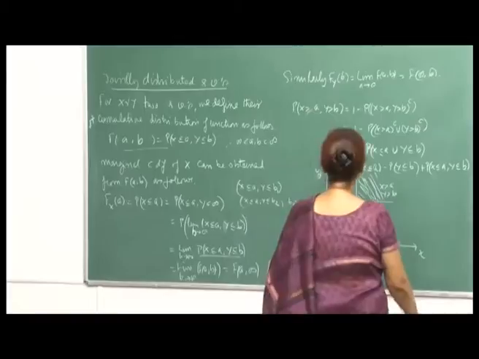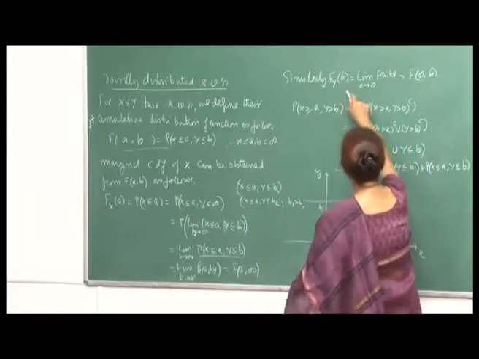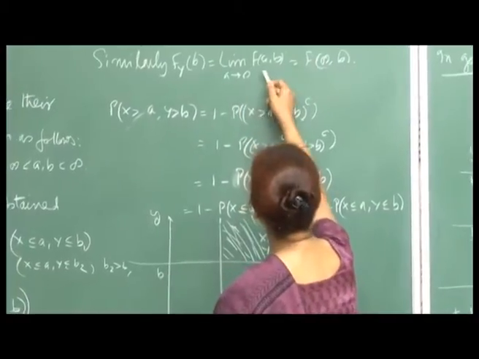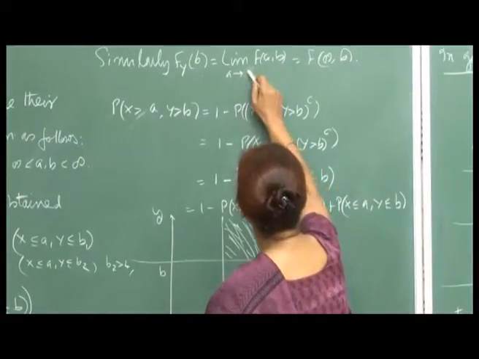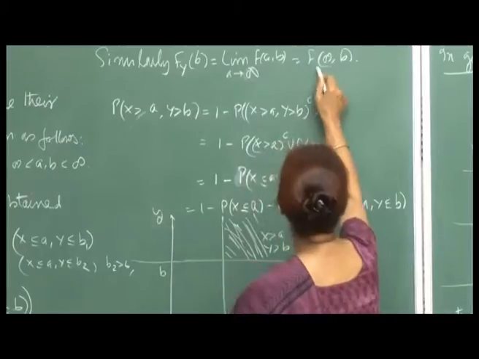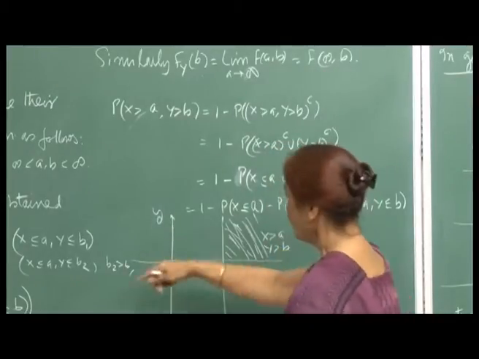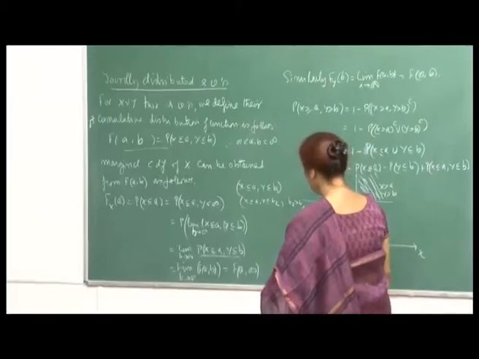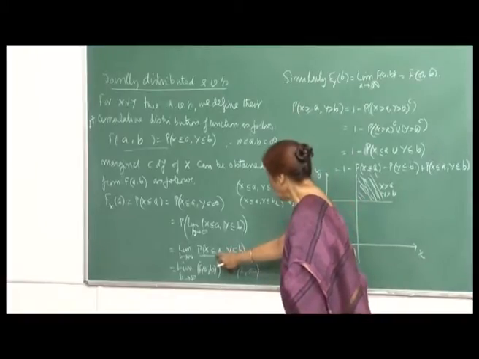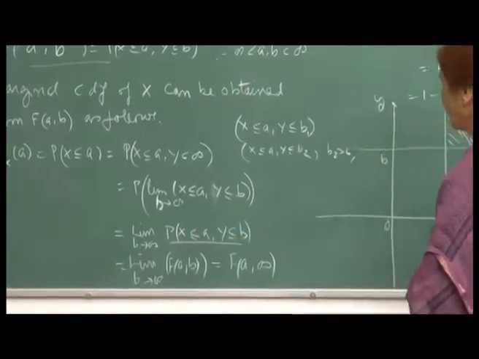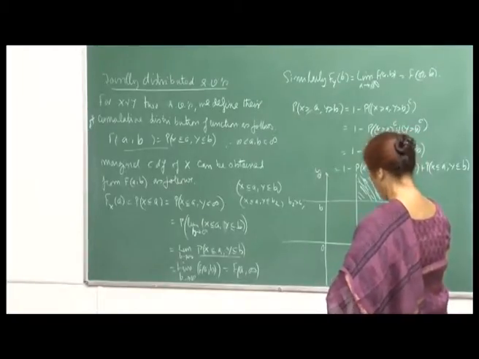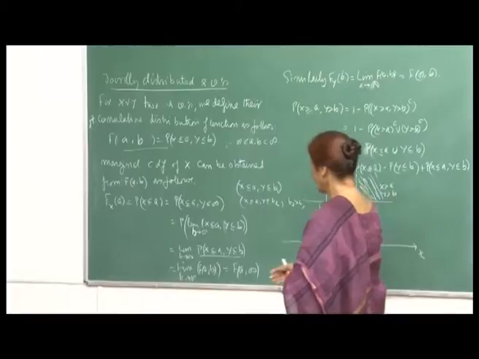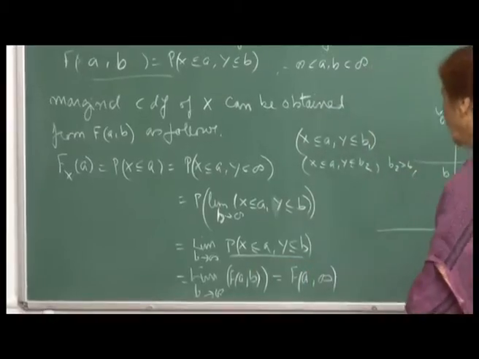Similarly, if you want to compute the marginal of Y, we take the limit of F(a, b) as a goes to infinity, which will be F(infinity, b). Exactly in the same way, we argue that b remains the same and a keeps increasing. Again you have an increasing sequence of sets, and so when you take the probability, I can exchange the limit and the probability and get the answer.